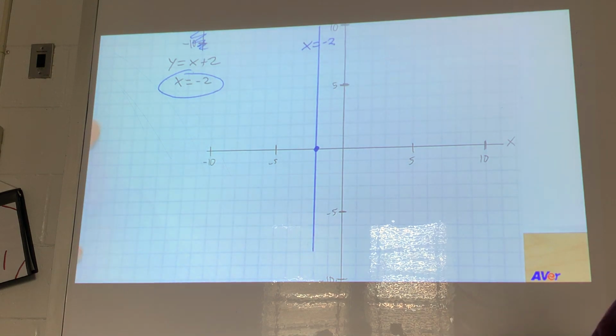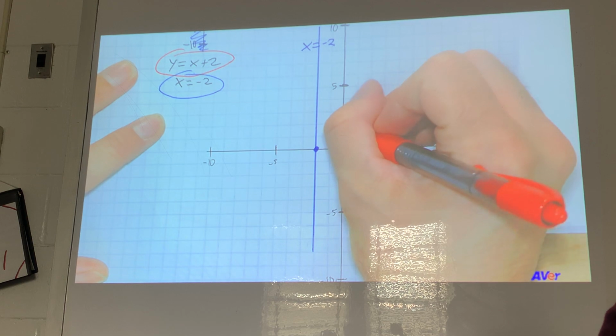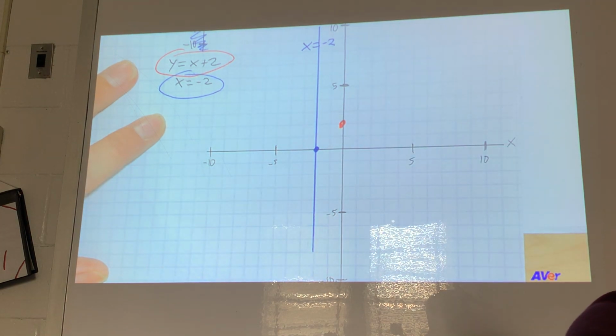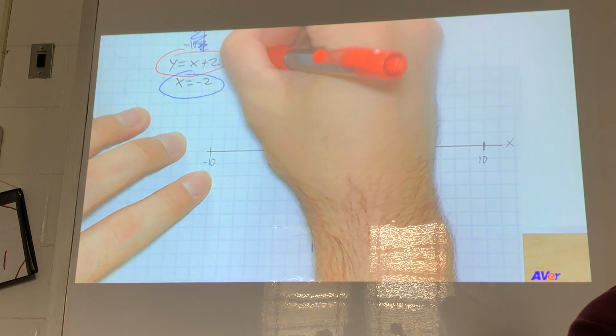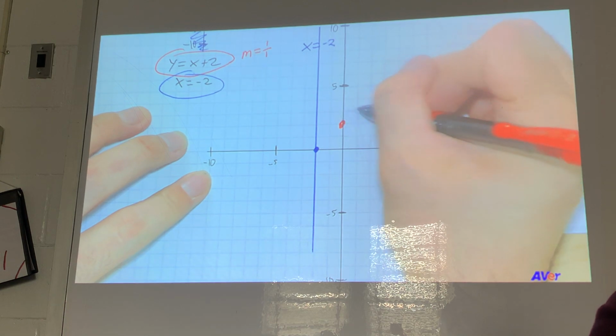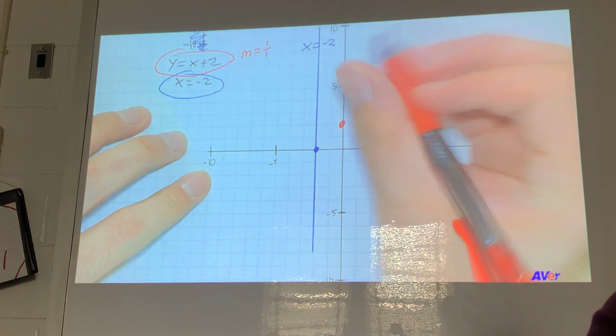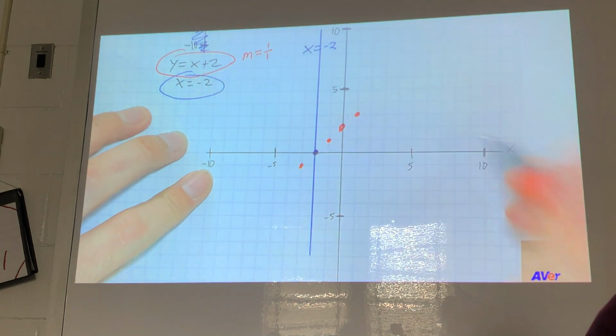All right, now I got to graph y equals x plus 2. What is my y-intercept? It's 2. And what is my slope? 1. And how do I write 1 as a rise over run? 1 over 1. So look, my slope here is 1 over 1. So I'm going to go up 1, right 1. I'm going the wrong way, right? So instead, I'm going to go down 1, left 1. Down 1, left 1. Down 1, left 1.